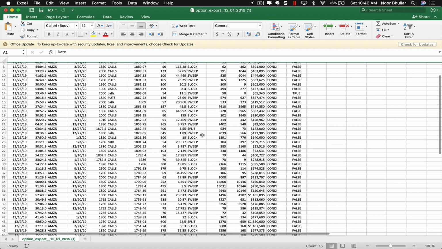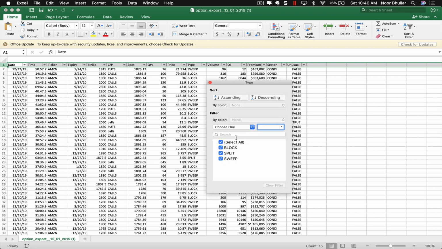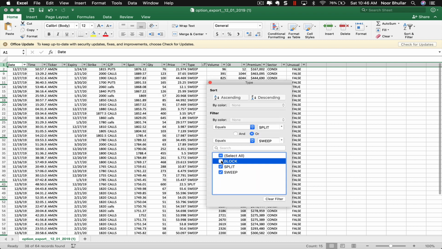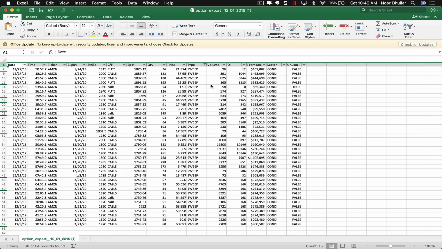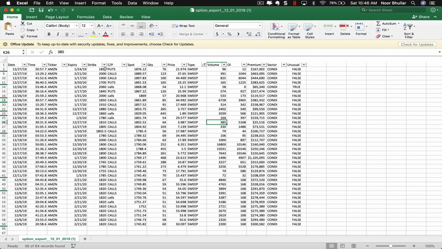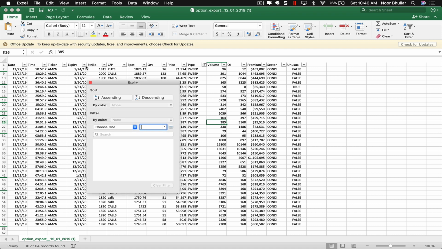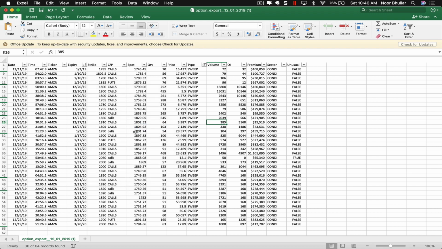So now you can see this data, but I'm not interested in blocks. The only thing I'm interested in is the sweep. So what I'm going to do here is get rid of the blocks and the split, and I'm just going to look at the sweep. So I'm left with a much smaller sum. The other thing we can do is filter these by, let's say, the expiration date, and let's just make it ascending. It really doesn't matter which order we do it in.